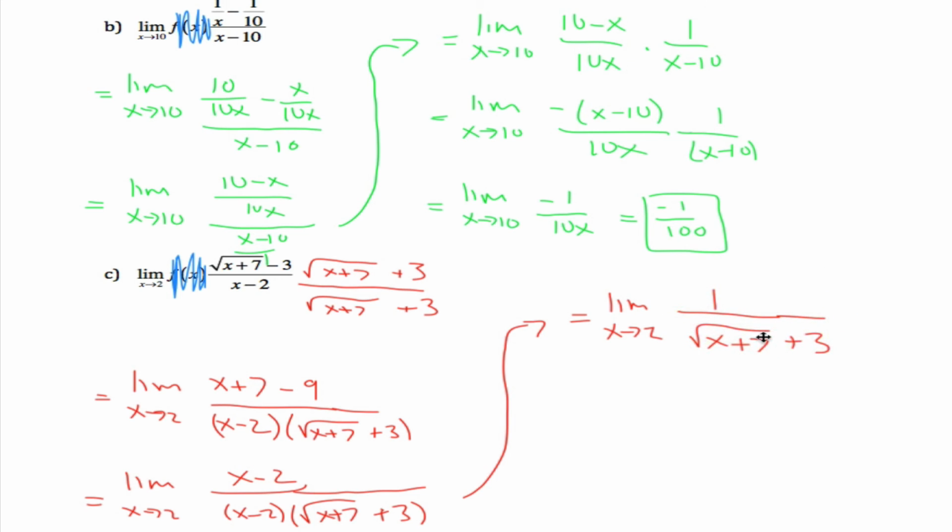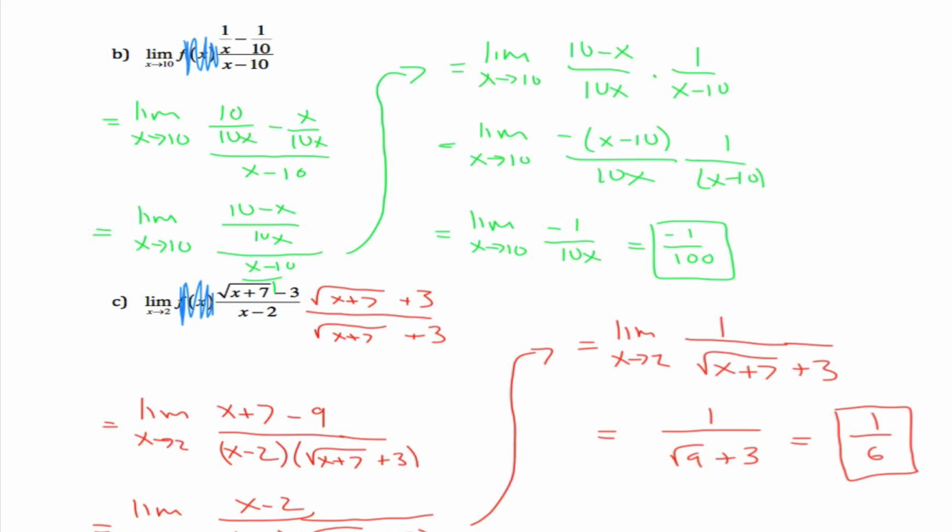And this as a function is great because it's continuous at x equals 2, so therefore I can evaluate the limit just by changing all the x's into 2's. That would give me 1 over square root of 9 plus 3, which is a sixth. And so that would be my answer for this limit, and that is the last question on this quiz.